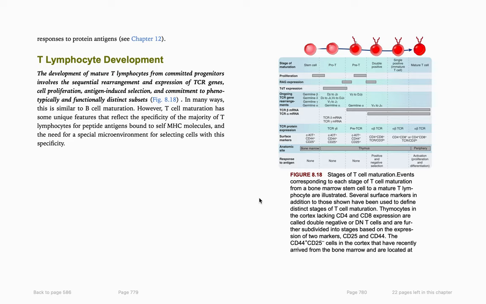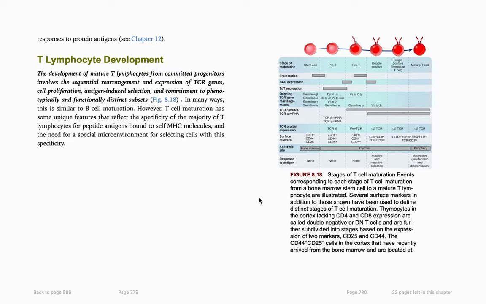However, T cell maturation has some unique features that reflect the specificity of the majority of T lymphocytes for peptide antigen bound to self MHC molecules, and the need for a special microenvironment for selecting cells with this specificity. So as normal, here are the stages of T cell maturation and the events corresponding to each stage. T cell maturation from the bone marrow stem cells to mature lymphocytes is illustrated.